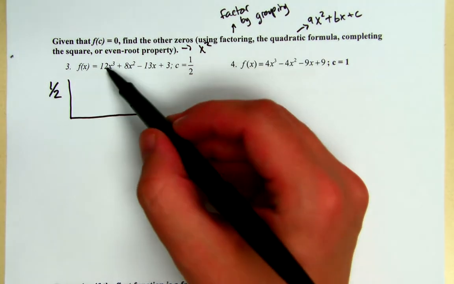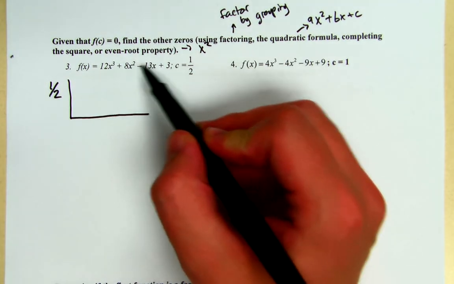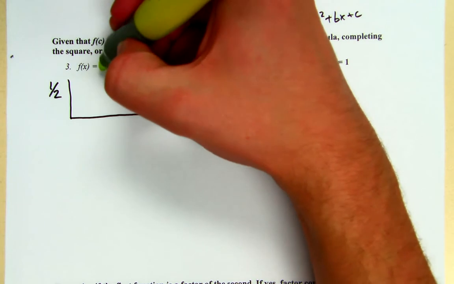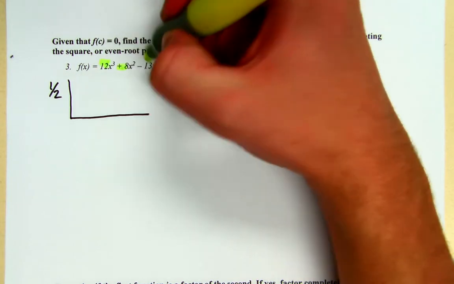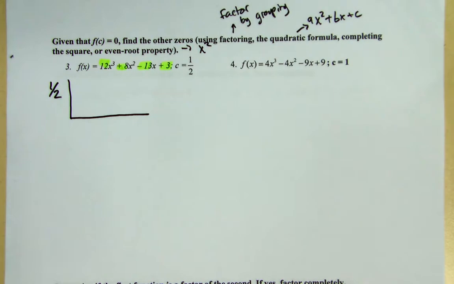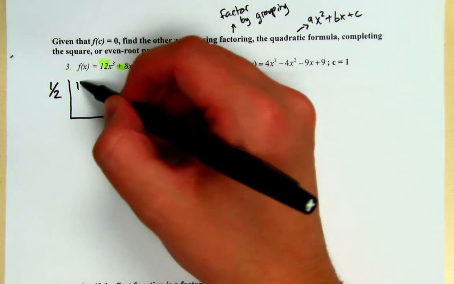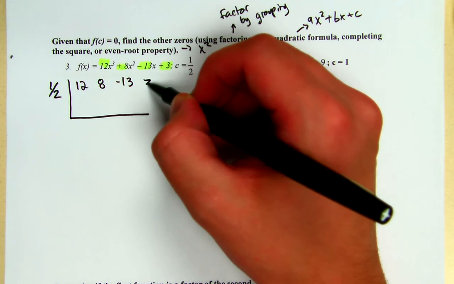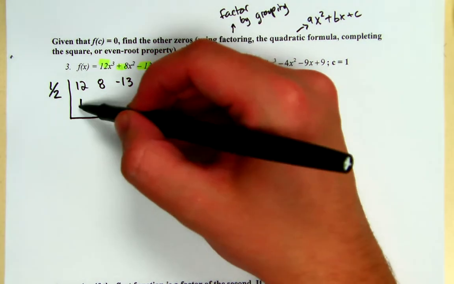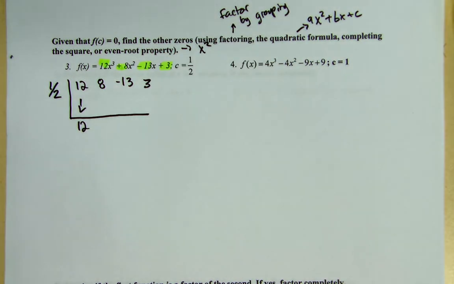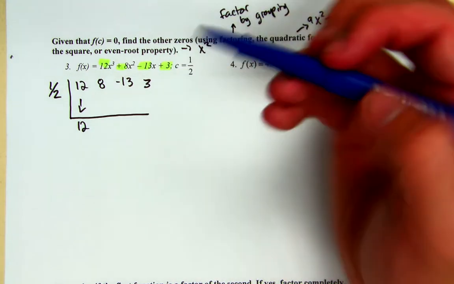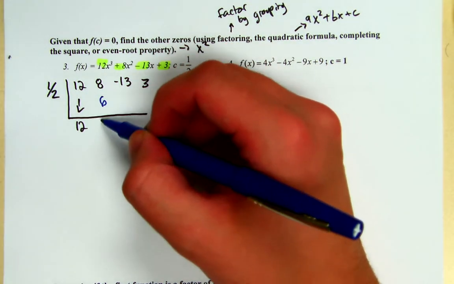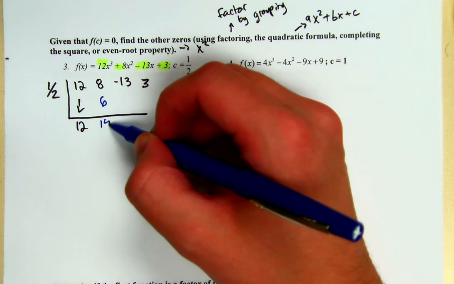And here, look, do we have any missing terms? Cubed, squared, linear, and constant. So I need to take 12 plus 8 minus 13 plus 3. 12, 8, negative 13, and 3. Drop down 12. Multiply, we get 6. Add together, we end up getting to 14.